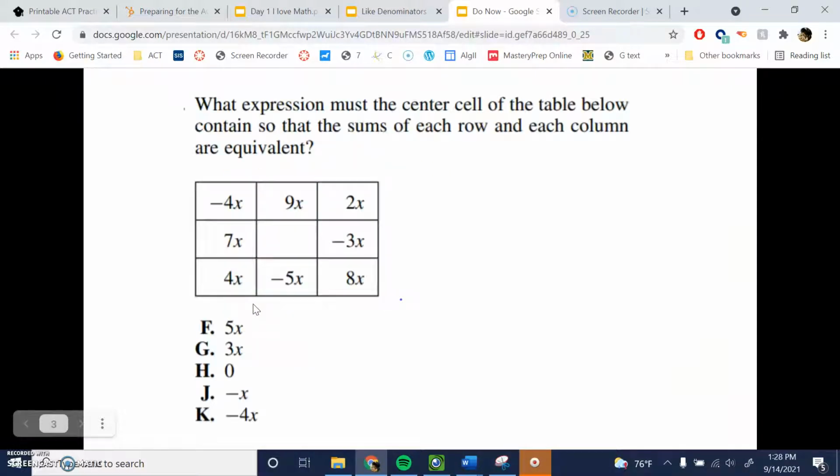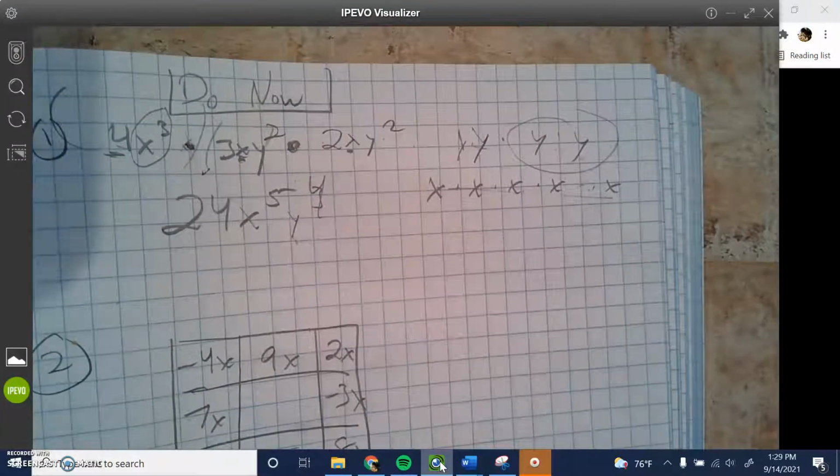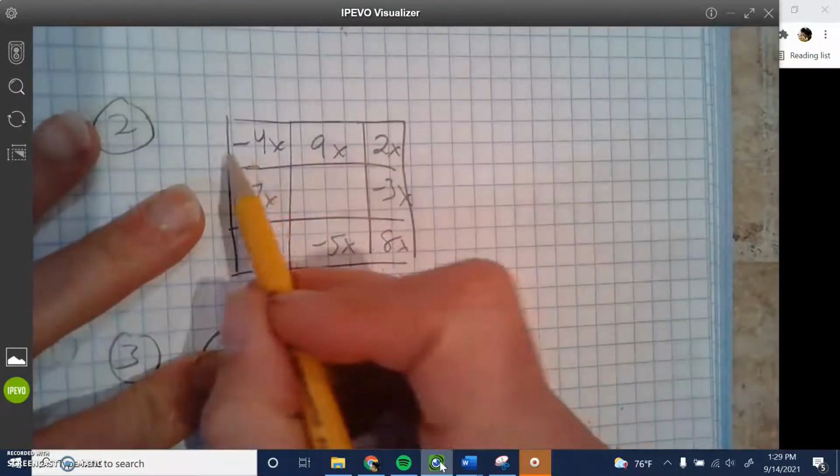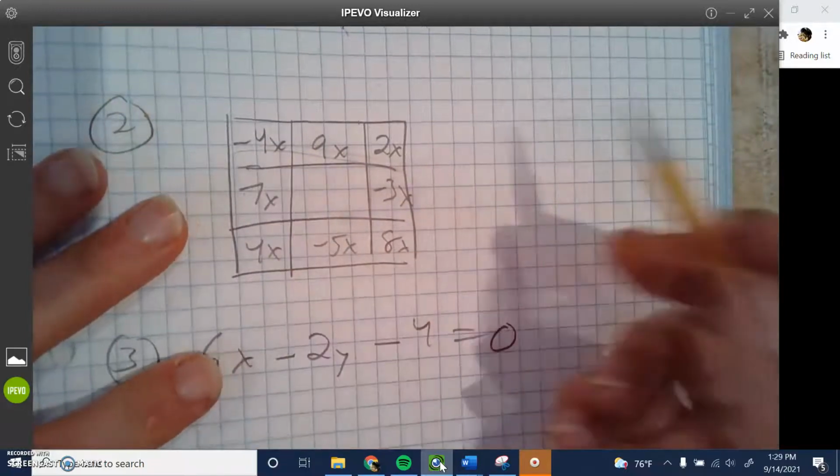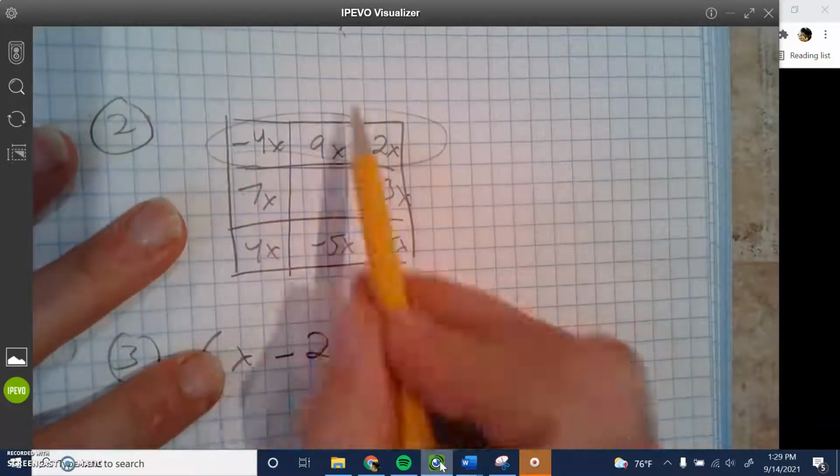All right, next one. What expression must the center cell of the table below contain so that the sums of each row and each column are equivalent? Ooh, combining like terms. What goes in the middle? Ready, set, go. All right, let's see. The sum of each row or column must be the same. So let's just do this first.